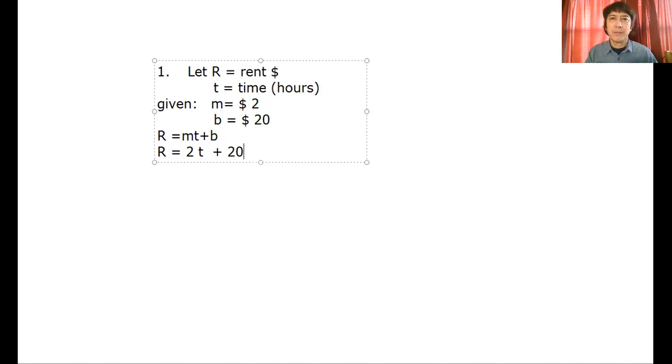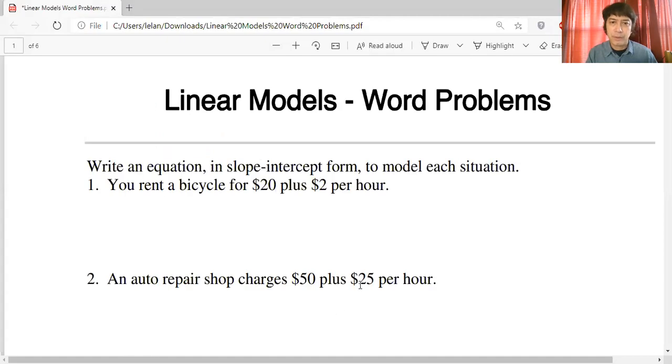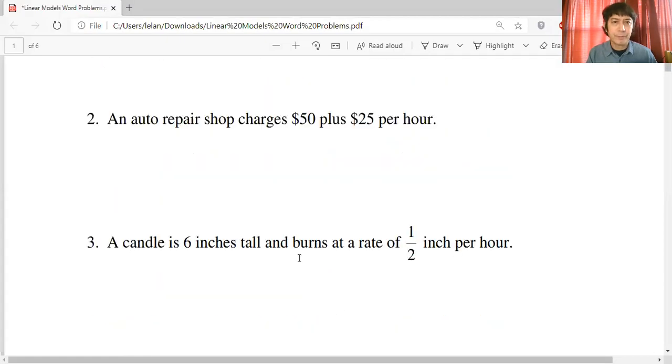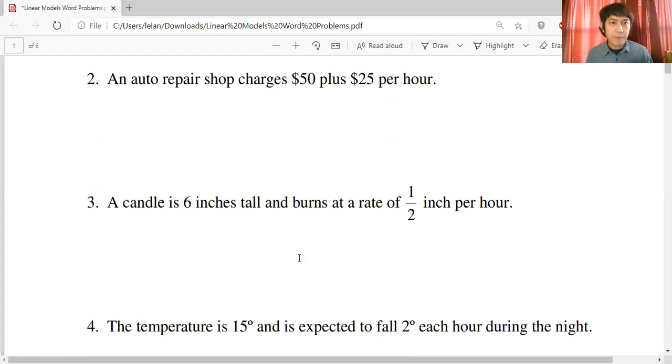Now let's have another one, the second. We should be able to clear this and then get the second. For the second problem, we have to go back to our problem set. Here is our number 2. An auto repair shop charges $50 plus $25 per hour.